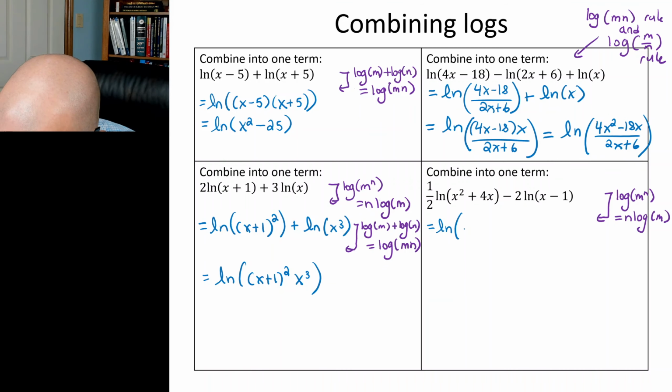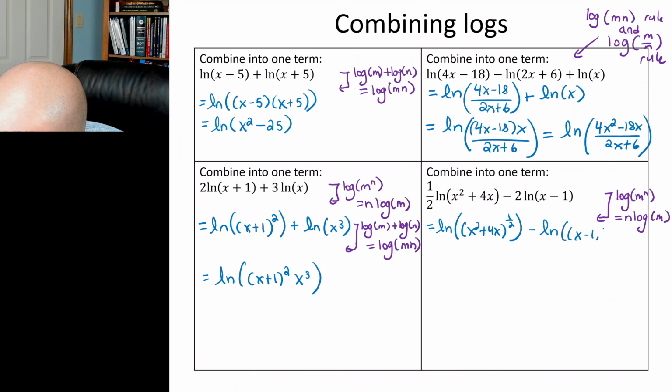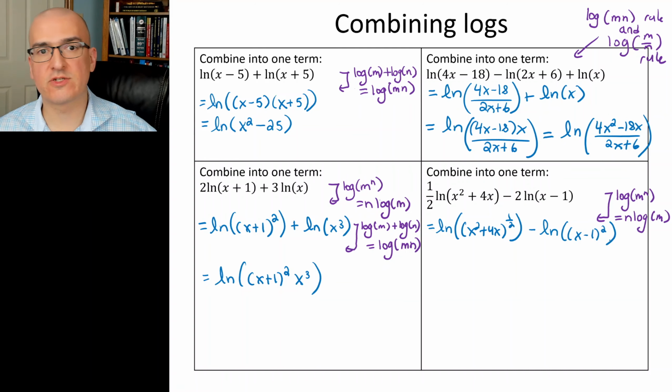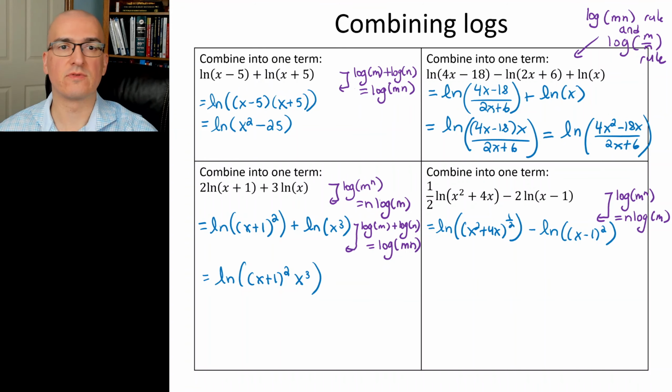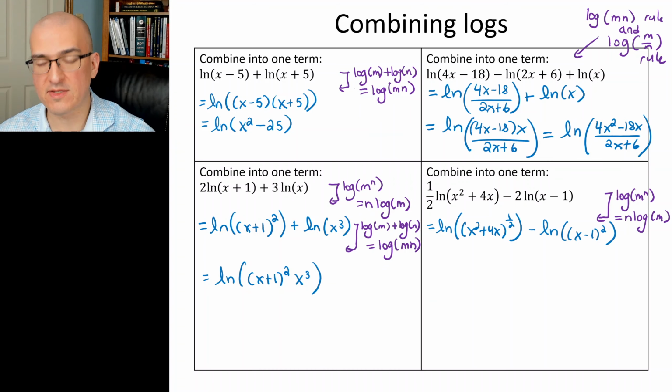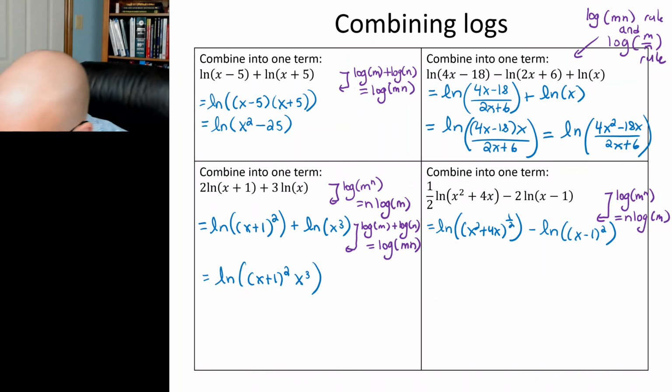We have the ln of (x squared plus 4x) to the 1/2 minus the ln of (x minus 1) squared. So a natural question to ask is, could I also bring up the negative sign and change it to a plus in between? Absolutely. It'll give you the same answer. I'm going to leave it as a minus.